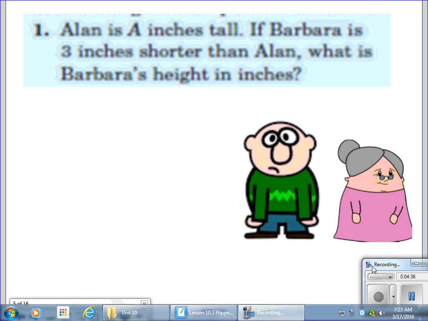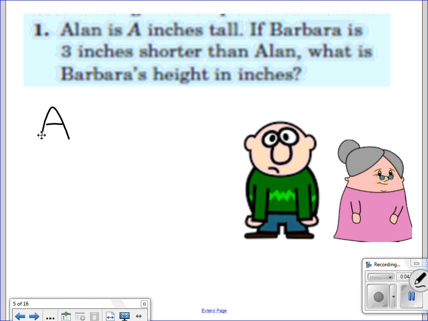If Alan is A, so we're going to be dealing with the letter A right here. He's A inches tall. So we don't know what number that is. It will vary, right? Because Alan's obviously going to grow. If Barbara is 3 inches shorter, we're subtracting by 3. So let's take a look at some examples here.